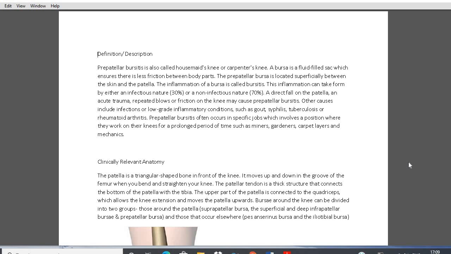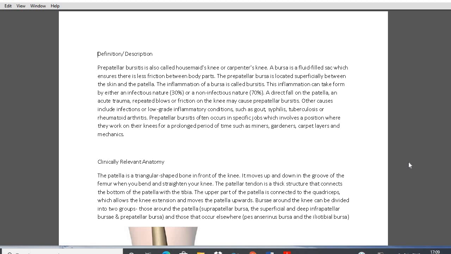The pre-patellar bursa is located superficially between the skin and the patella. The inflammation of this particular bursa is called bursitis. The inflammation can be of either an infectious nature or a non-infectious nature. A direct fall on the patella, an acute trauma, or repeated blows or friction on the knee are some of the factors for this condition. Other causes include infections or low-grade inflammatory conditions such as gout, syphilis, tuberculosis, or rheumatoid arthritis.